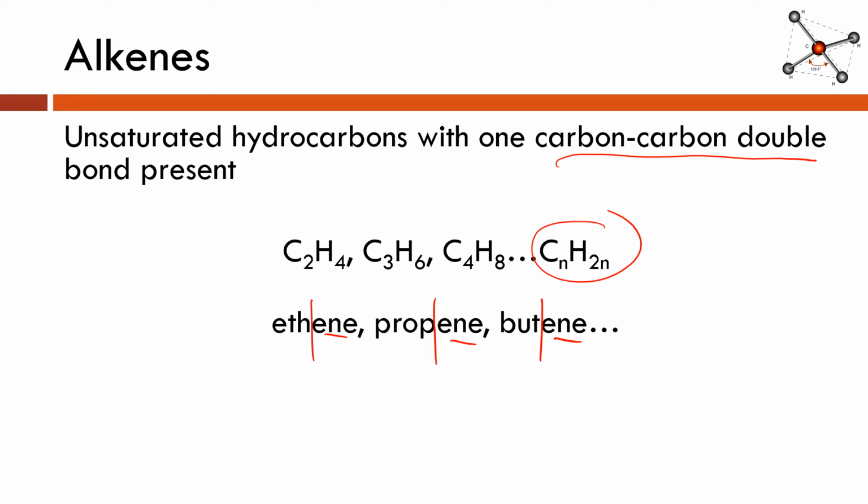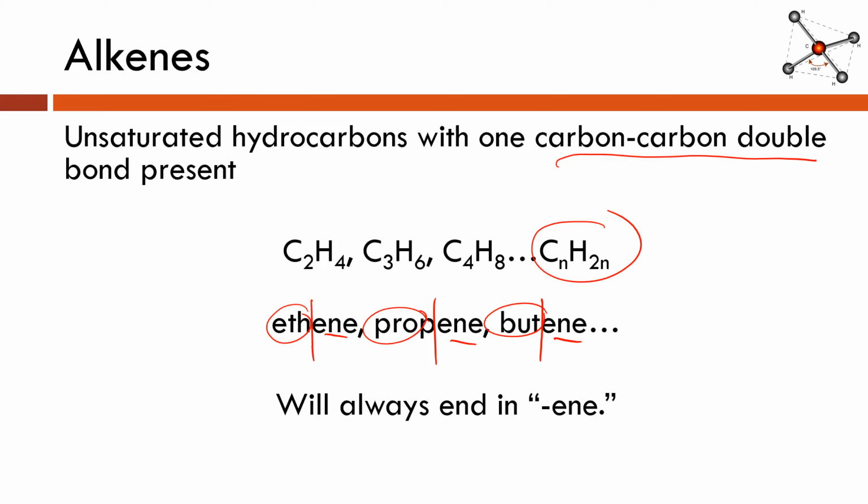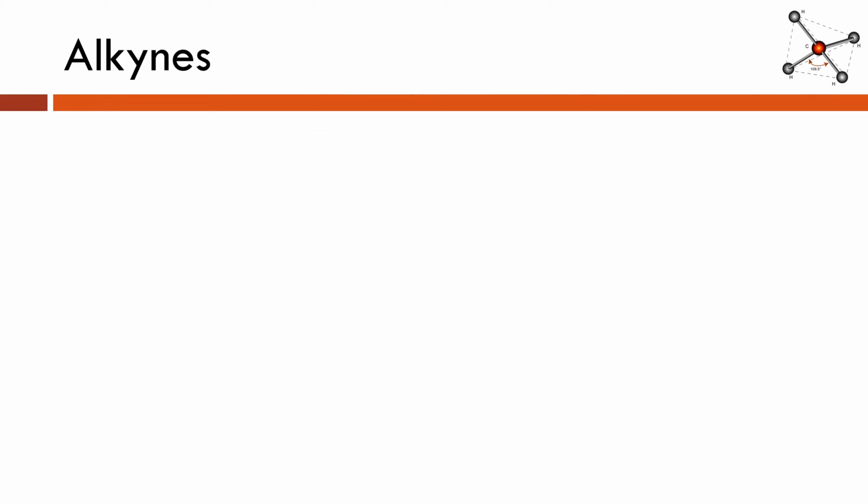Again, we've got those prefixes, eth, prop, and now but, telling us how many carbon atoms are present. As you would probably imagine, all the alkenes end in -ene. Our last family of hydrocarbons are the alkynes.